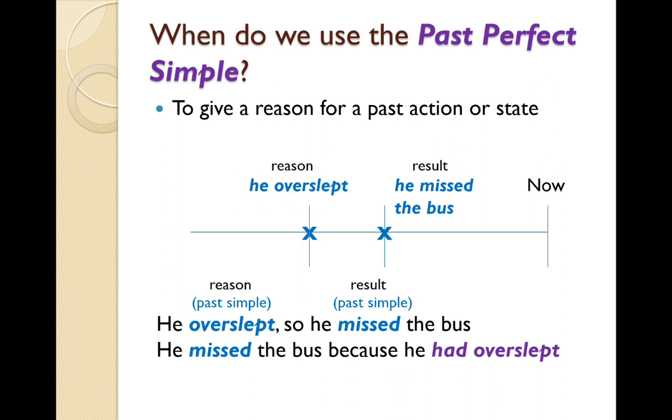He missed the bus because he had overslept. Here we use the past simple for the result, and we have to use the past perfect to show that what comes next in the phrase is the reason, and actually happened first.